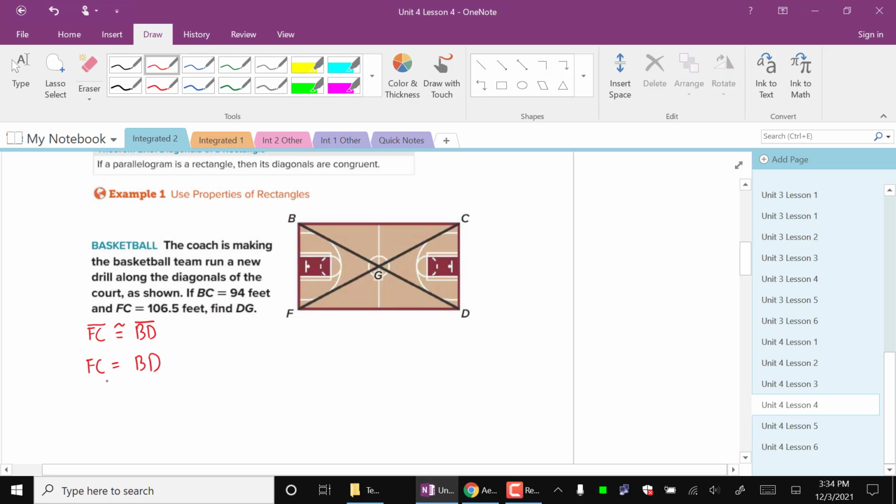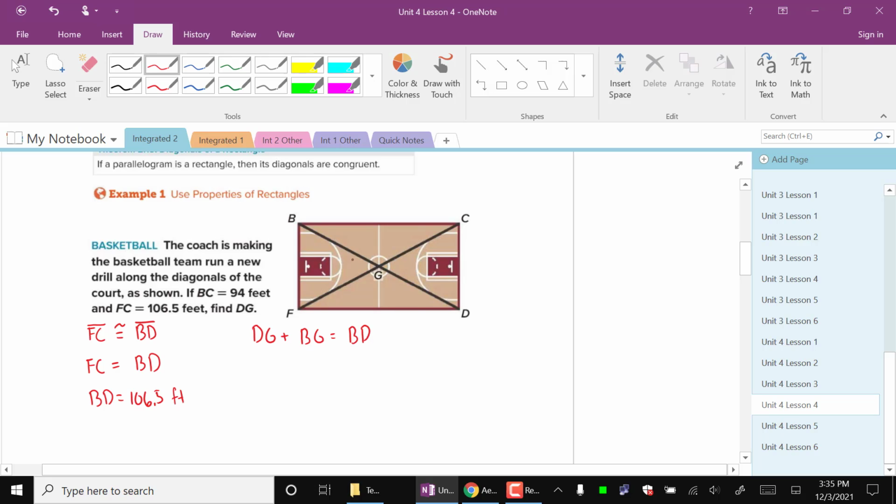Well, if FC is 106.5, BD is going to be 106.5 feet. So if this one is 106.5, by the theorem, this one is also going to be 106.5. Well, to find that whole length, we're going to take the two parts of the diagonal. So DG plus BG equals the whole diagonal, which is BD.